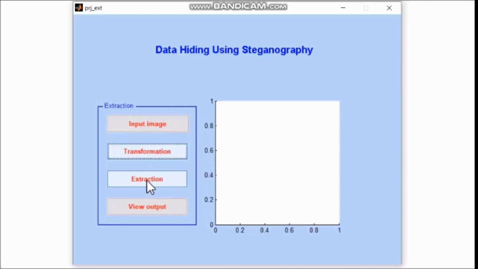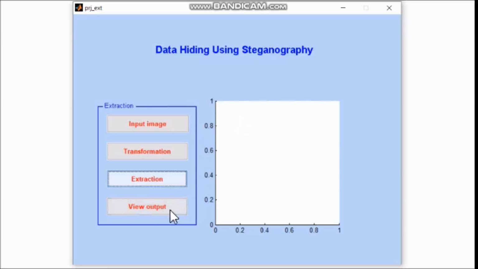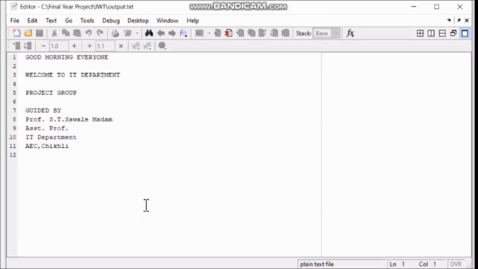When we embedded the message, we got an image with the secret data, with a secret message. This secret message is recalled here, and the extraction process is completed. Here, secret data is obtained. Now here, we get our secret message as an output.